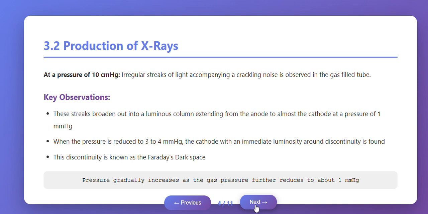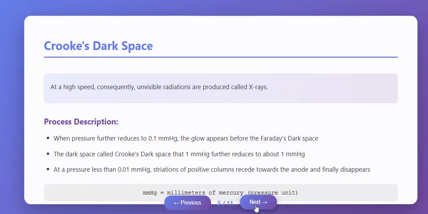Now we're getting to the sweet spot for X-ray production. When the pressure is reduced even further to 0.1 millimeters of mercury, another dark space appears before Faraday's dark space. This one is called Crooke's dark space. Here's what's happening. The electrons are now moving so fast that they're producing invisible radiation, X-rays. At this pressure, the conditions are just right for efficient X-ray production.